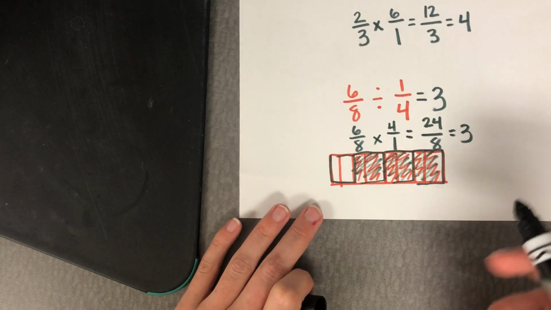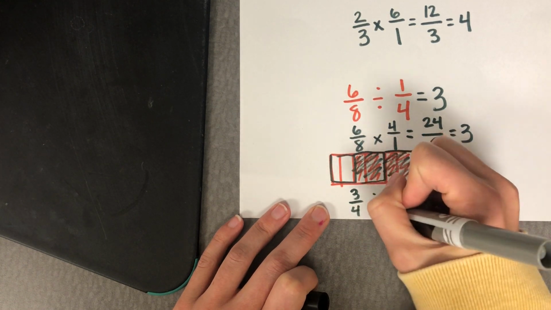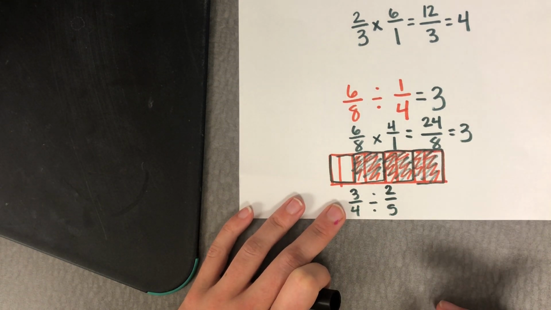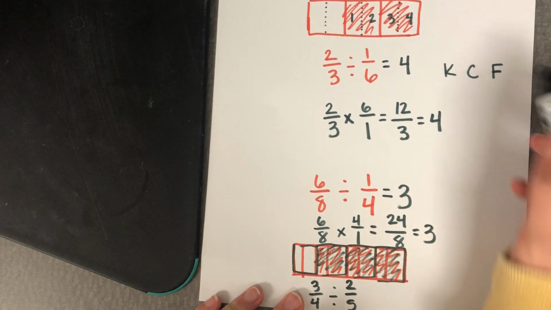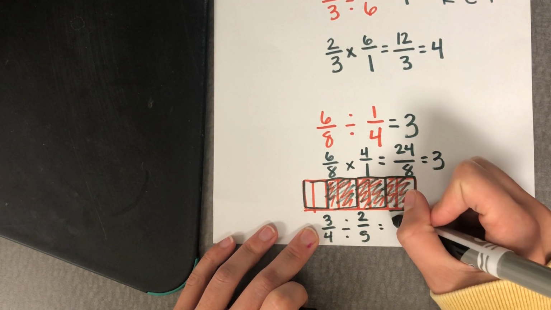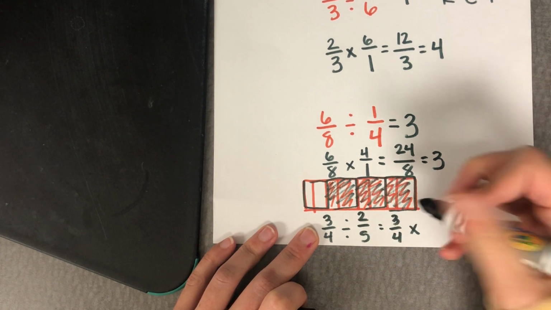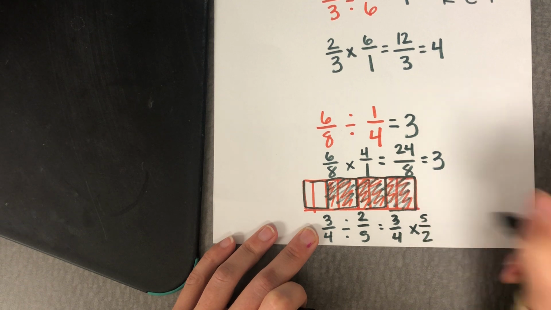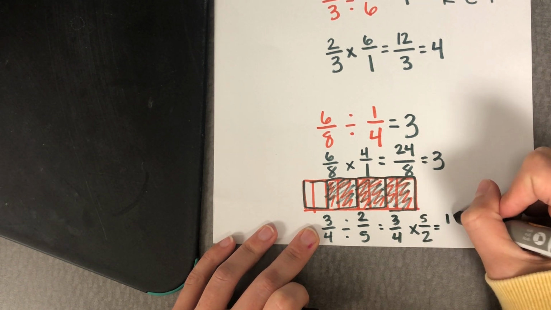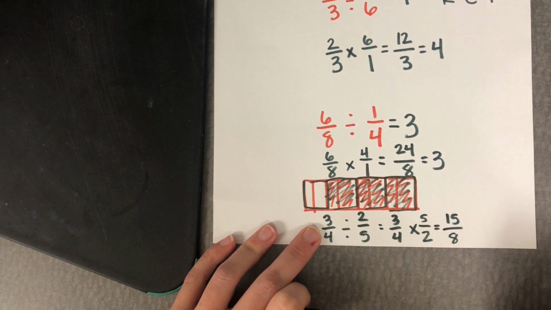Okay, so let's do 3/4 divided by 2/5. To do keep, change, flip, we need to change this to be 3/4 times, and then we're going to flip our fraction, 5/2. And now we need to multiply straight across. 3 times 5 is 15. 4 times 2 is 8.